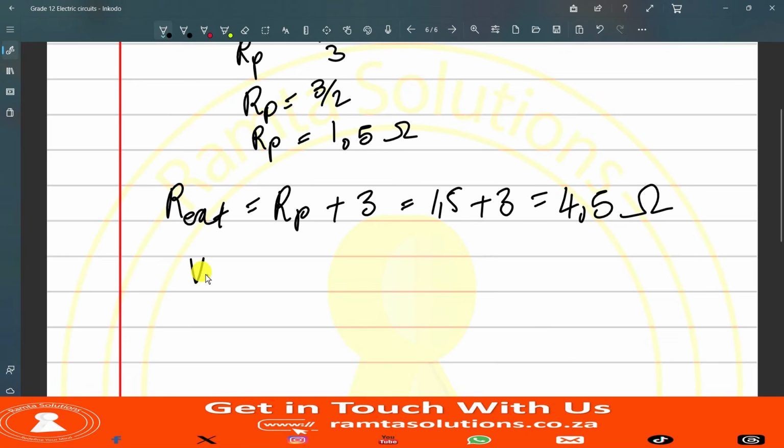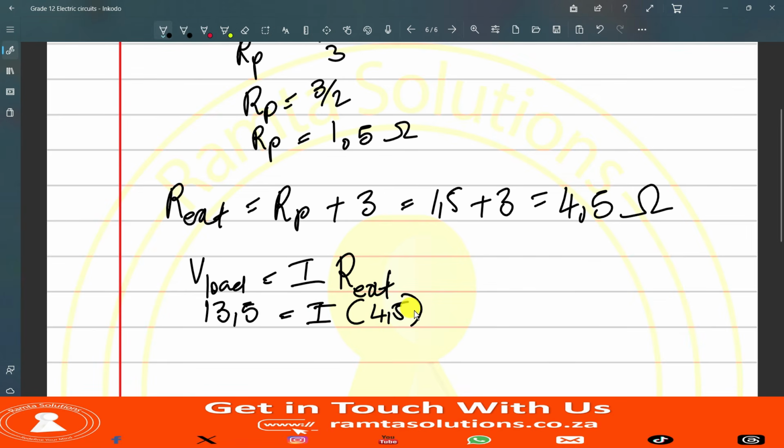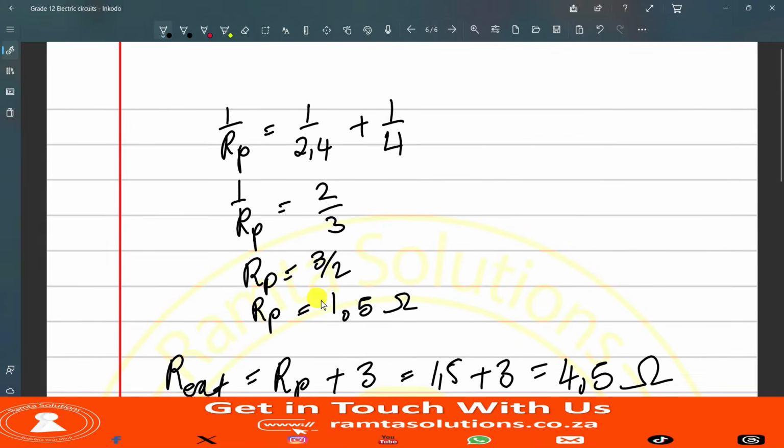Now we know V load is equal to total current times R external resistance. What is V load? We found it to be 13.5. We don't know what the total current is, but we know external resistance is 4,5. Now, what is 13,5 divided by 4,5? Total current is 3 amperes. Right? Total current is 3 amperes. You see, now we have answered questions.